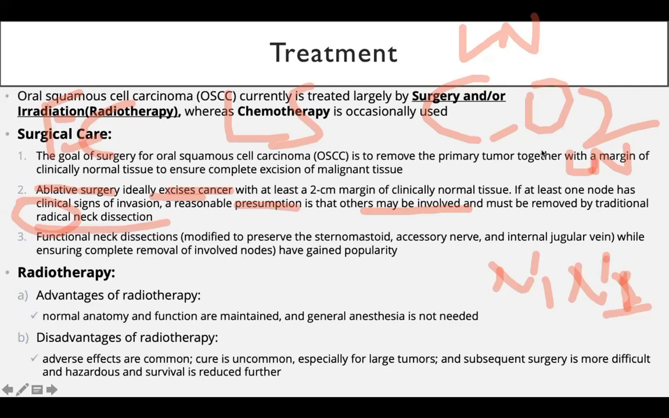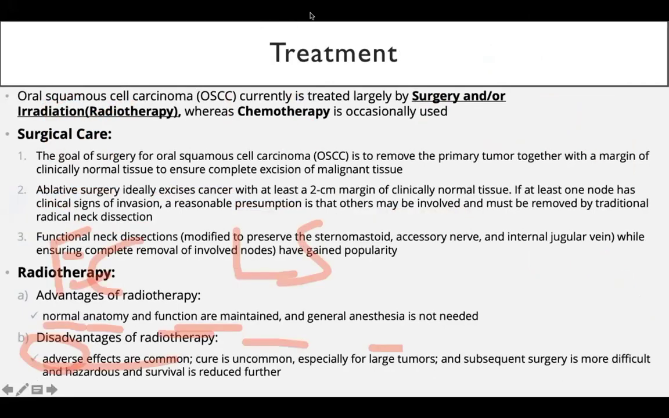Radical mastectomy, radical neck dissection of lymph nodes along with the OSCC, because we found a T1N1 M node. So we are suspicious the lymph nodes are involved. If one lymph node is involved, others may be involved, and then we need to perform a radical neck dissection of OSCC, oral squamous cell carcinoma.